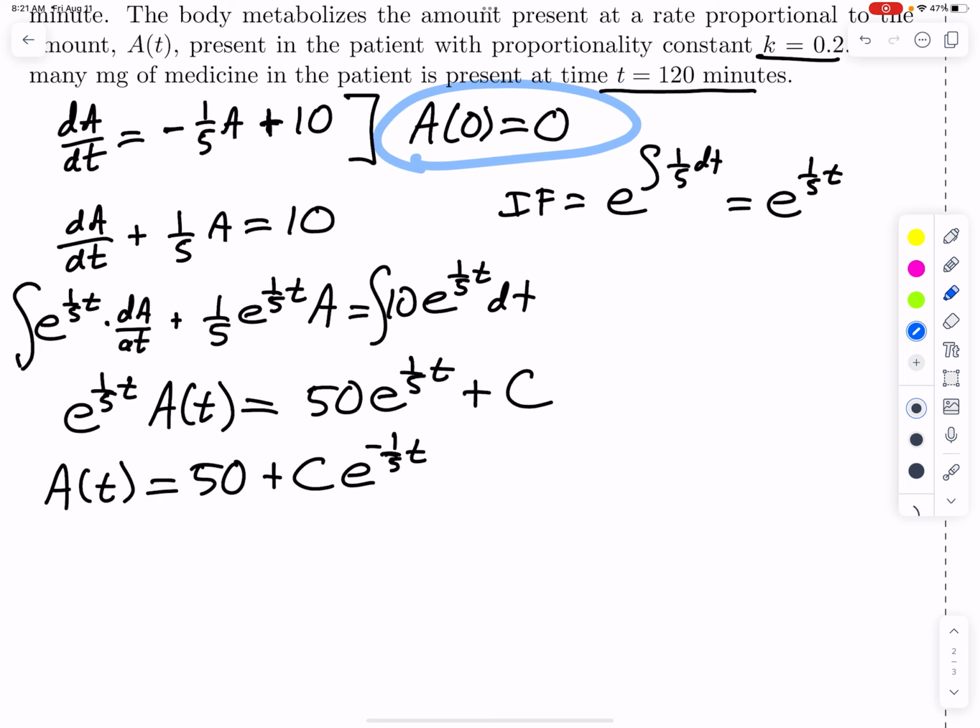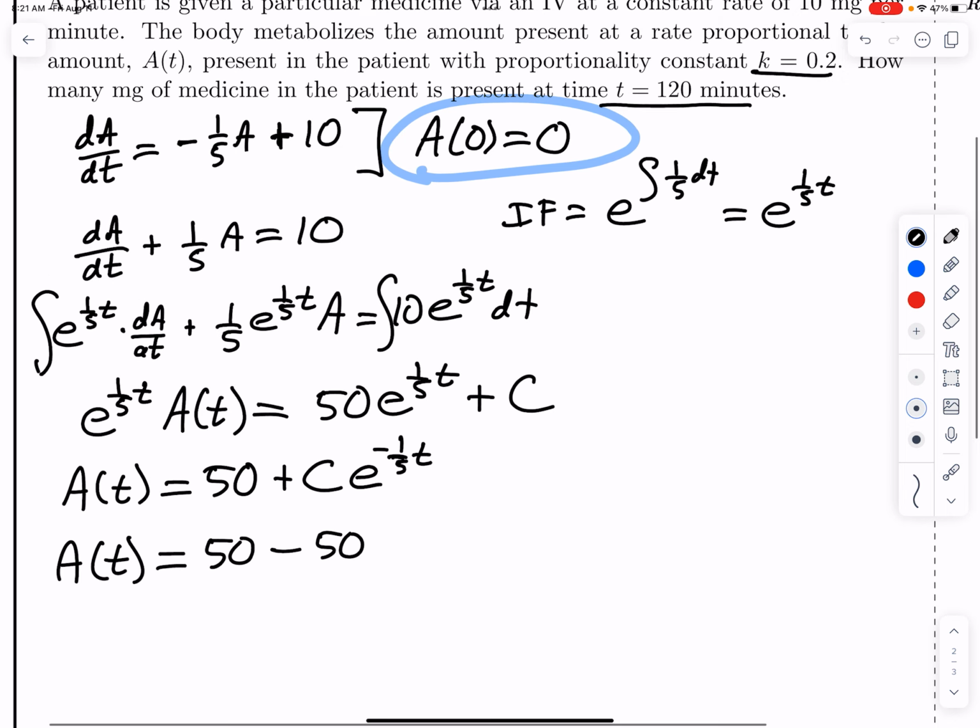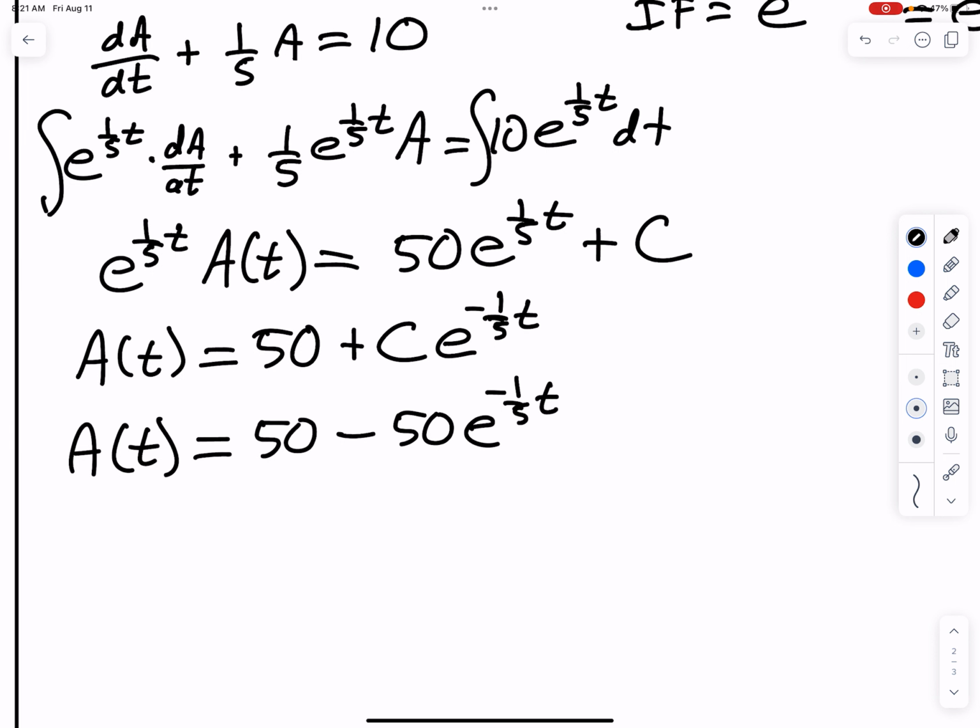If we include the initial condition, we can get a specific solution, which I think we can just set c equal to negative 50, because when t is 0, e to the 0 is 1, and then we'll just get basically 50 minus 50 is 0. So this will satisfy the initial condition, A of 0 equals 0. And you can see we have this right here, this transient term. So if you're thinking, what would the graph of this function look like? It's going to start at 0, and then it's going to level off at 50 as the transient term sort of goes to 0.